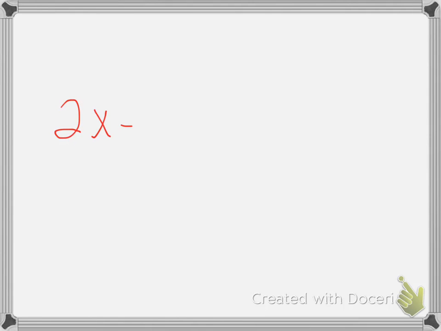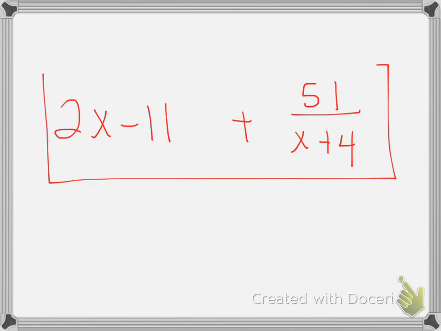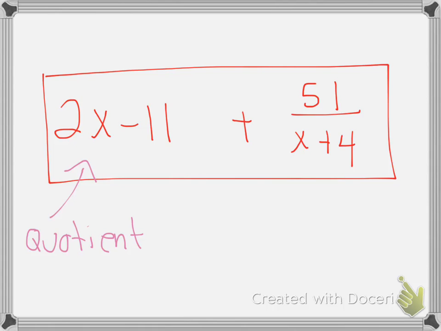2x minus 11 was my quotient. And then your remainder over your divisor. And so that's how you're going to write the answer. And again, let me just clarify what each of these are. This is the quotient, and then the 51 here was the remainder.